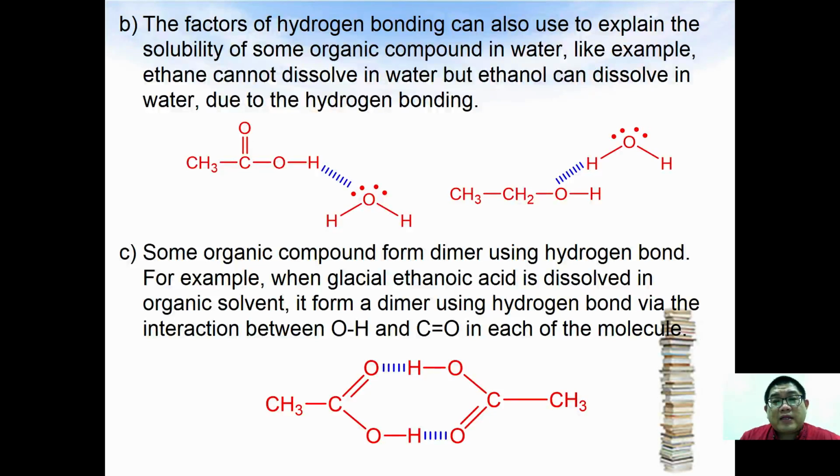The hydrogen bond factor can also be used to explain the solubility of some organic compounds in water. Ethane cannot dissolve in water, but ethanol can dissolve in water due to the formation of hydrogen bonds. The same goes for ethanoic acid, which can also form hydrogen bonds. Some organic compounds form dimers using hydrogen bonds. For example, glacial ethanoic acid dissolved in an organic solvent forms dimers by using hydrogen bonds to interact.